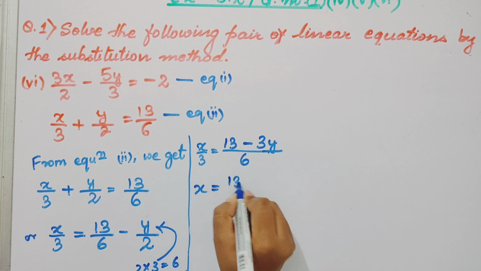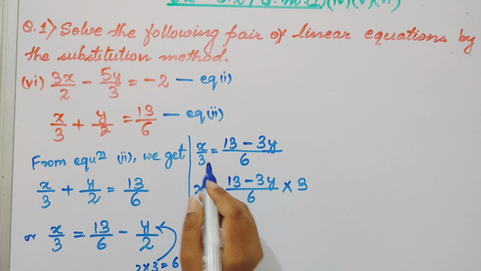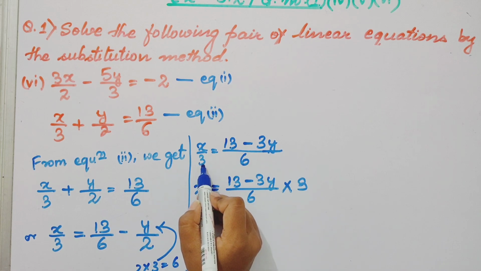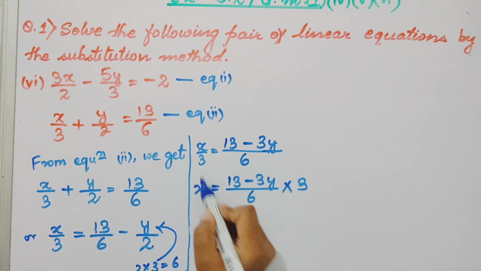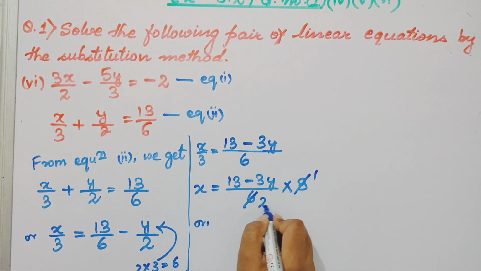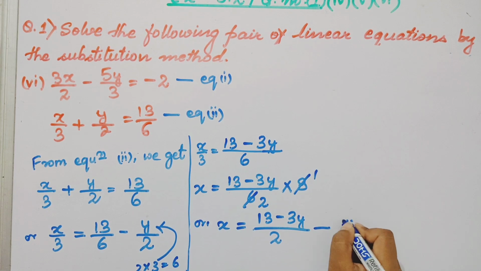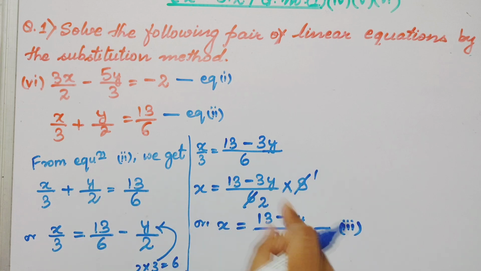Now we have x equals 13 minus 3y divided by 6 into 3. Since 3 is in the denominator on the left hand side, when we transfer it to the right hand side, it will go to the denominator. 3 ones are 3, 3 into 2 is 6. x equals 13 minus 3y divided by 2. So here we got equation number 3. It was a long process, but it was worth it.